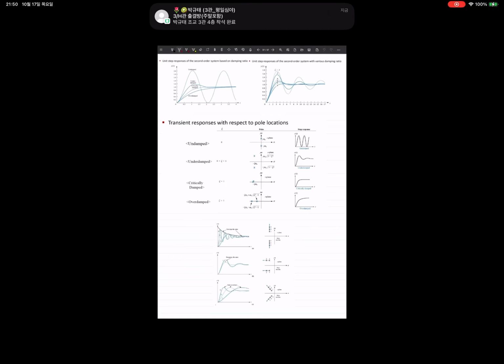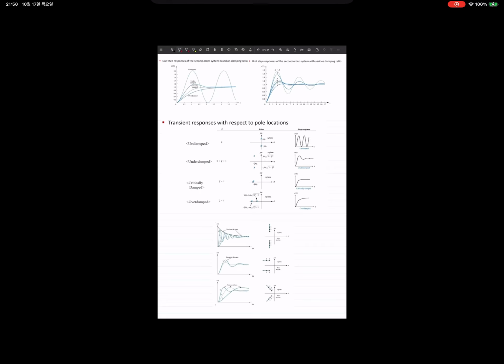If the pole location is moving with the same angle phi, then the overshoot will be the same. It means the damping ratio, which is zeta, is the same.